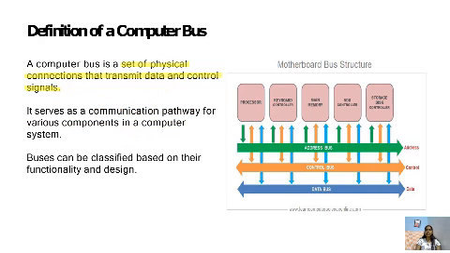Now let us see the definition of a computer bus, or what is a computer bus. A computer bus is a set of physical connections that transmits data and control signals. It serves as a communication pathway for various components in a computer system. Buses can be classified based on their functionality and design. This is a motherboard bus structure: processor, keyboard controller, main memory, video controller, storage disk controllers. And these are the types of buses that we'll see in the next slides.